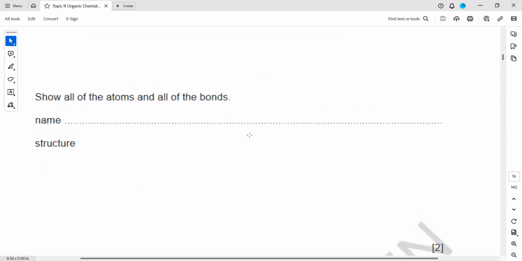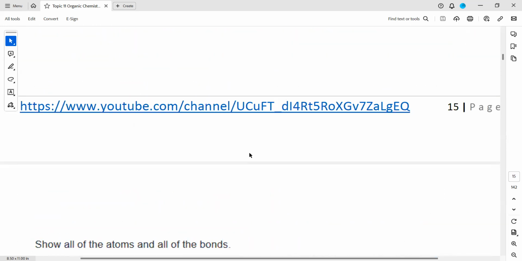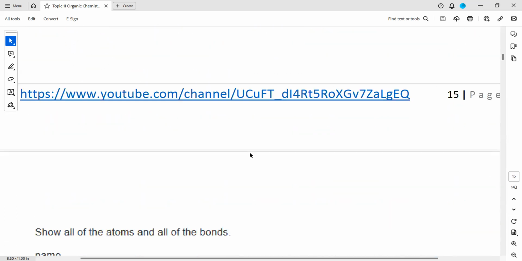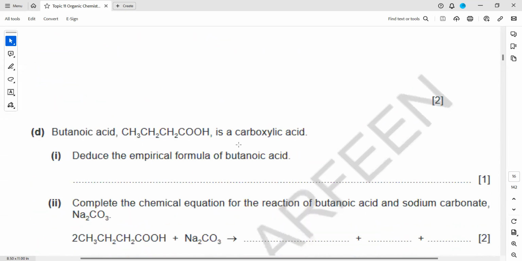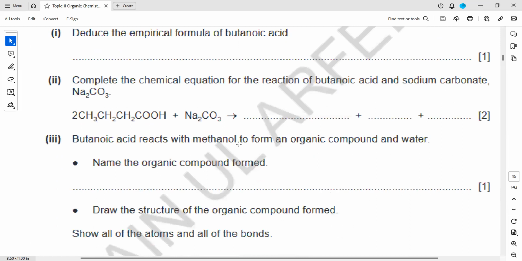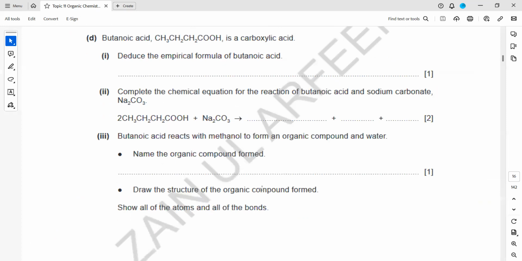Then that was a name, so all the atoms and all the bonds were there. This is actually related to the previous part: name the isomer and show it. In part D, we have butanoic acid, which is a carboxylic acid. Deduce the empirical formula. How to deduce the empirical formula?